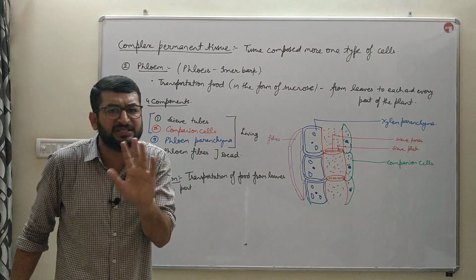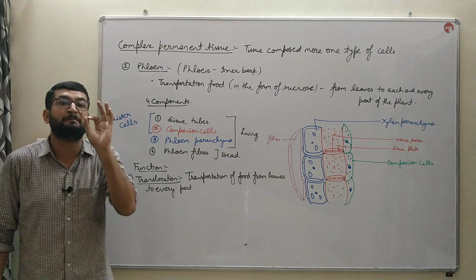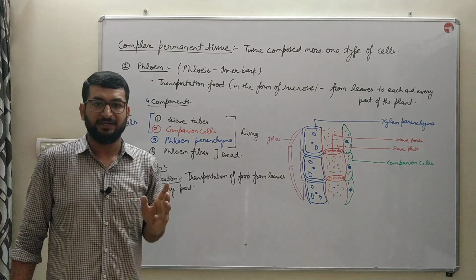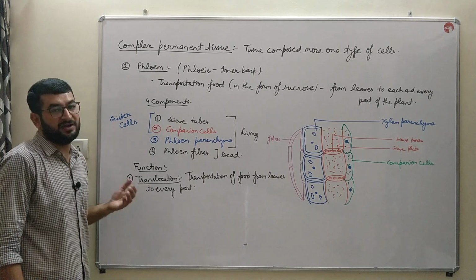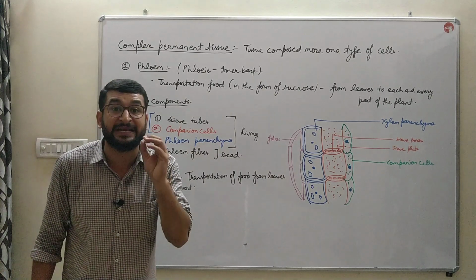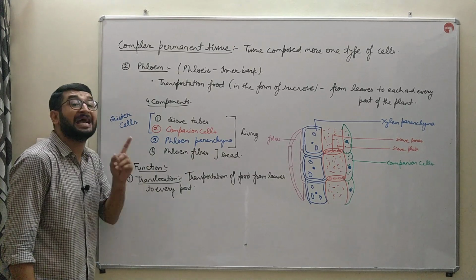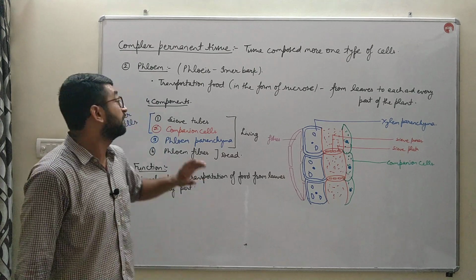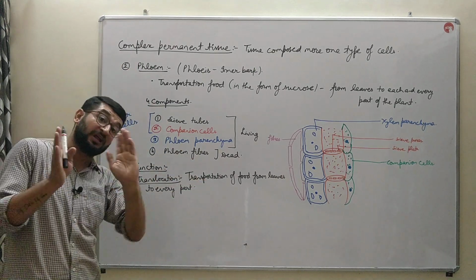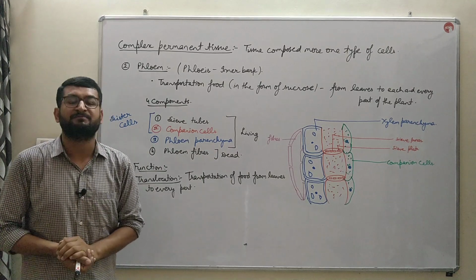No energy was required there, bache, and the processes in which energy is not required are called passive processes. But in translocation energy is required, energy is consumed in the form of ATP, and the processes in which energy is consumed are known as active transport, active processes. So phloem performs active transport, active process, whereas xylem performs passive process.